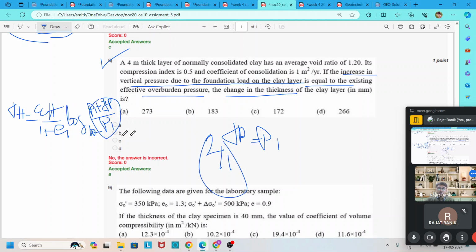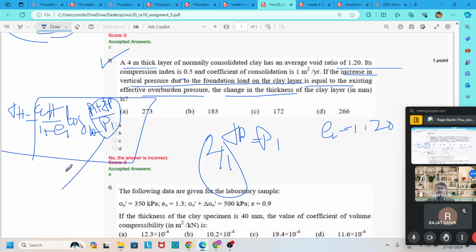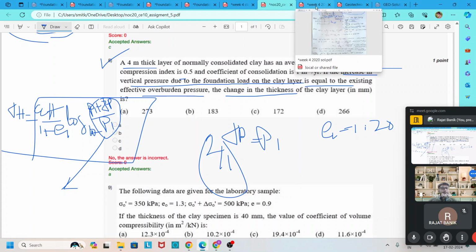Then it is also said that the average void ratio e1 is given 1.2, Cc is given 0.5, and the thickness of the layer is given 4. So put all these values in. The trick in this question is we have to find (P1 plus delta P) by P1, and it is nothing but 2 by 1. Put all these values and get the result. The result will come in meter. After multiplying by 1000, it will come in mm.